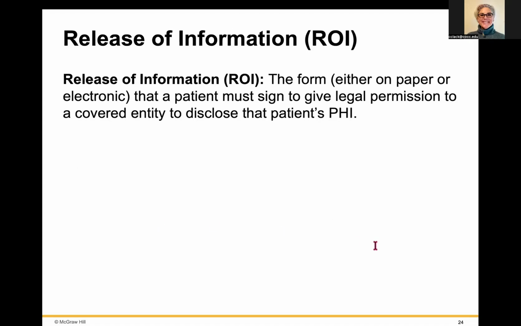Release of information is the patient's written permission to release their records. It's a form, and it can be paper or electronic, that must be signed before a covered entity can disclose records to someone who doesn't already have a permitted right to them. A key point to remember: no signed release of information equals no release, unless there's a specific exemption like treatment coordination or certain legal requirements.